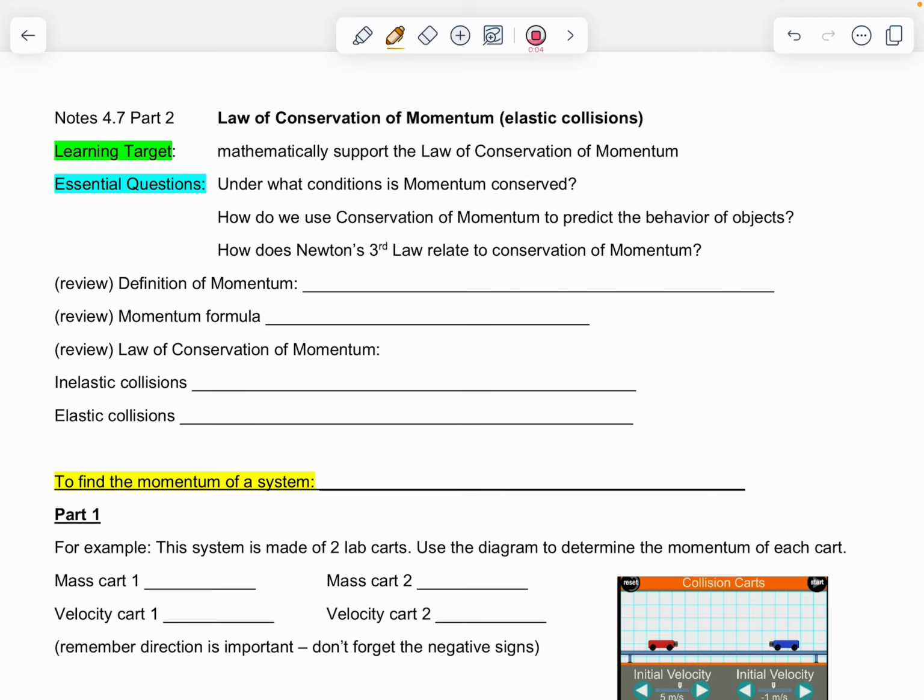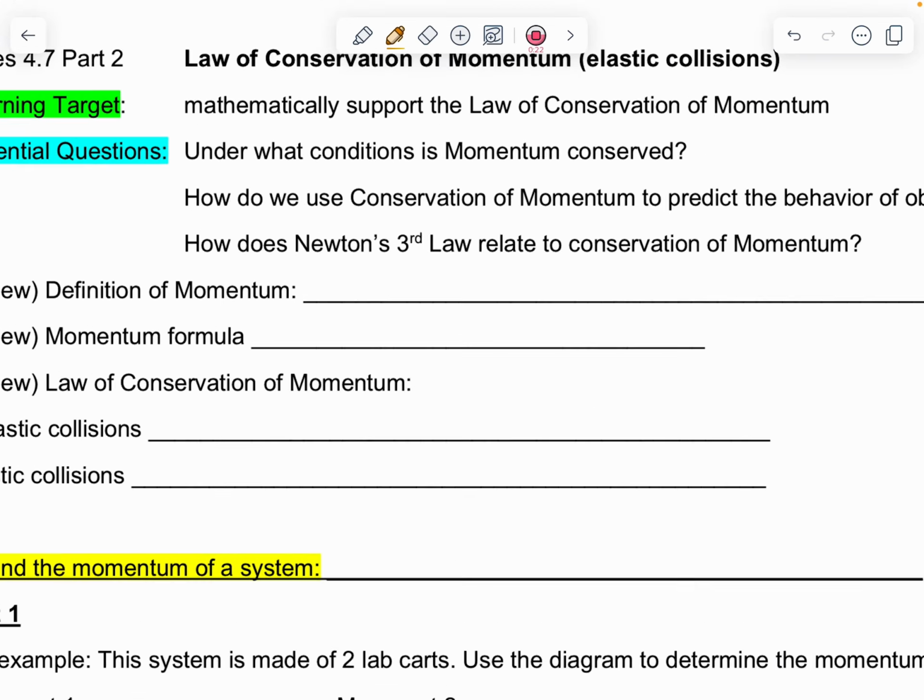Hello everyone. These are the notes for section 4.7 part 2. We are still talking about the law of conservation of momentum, and today we are going to talk about elastic collisions, and we'll define exactly what that is a little bit later on. So let's go ahead and do our review here.